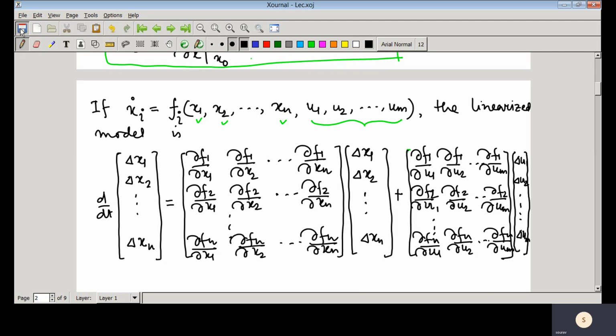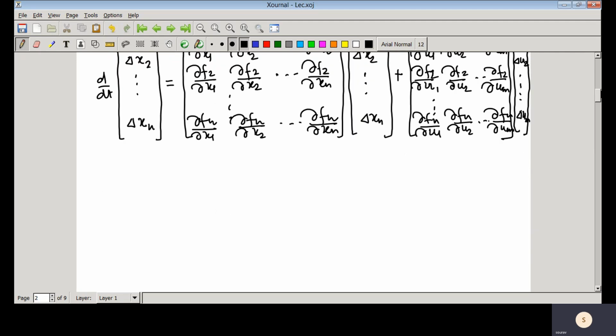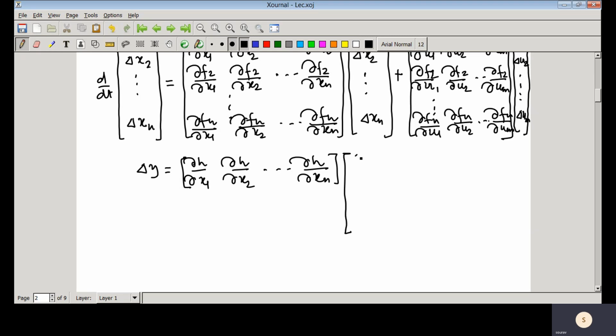And similarly, if you have a single output, you can write delta y, but you have n number of elements, that is del h by del x1, del h by del x2, and so on. So here del h by del x for n number of state variables, and here you have delta x1, delta x2 to delta xn.